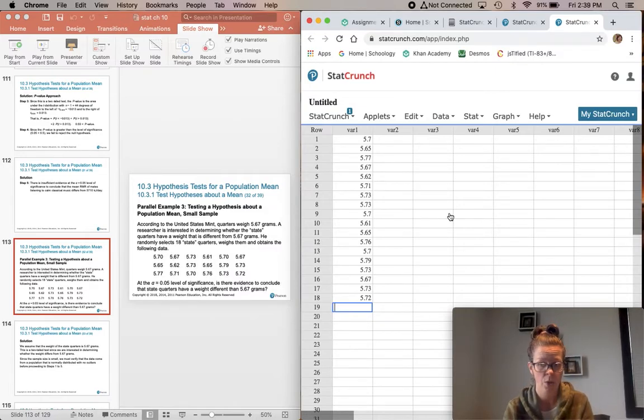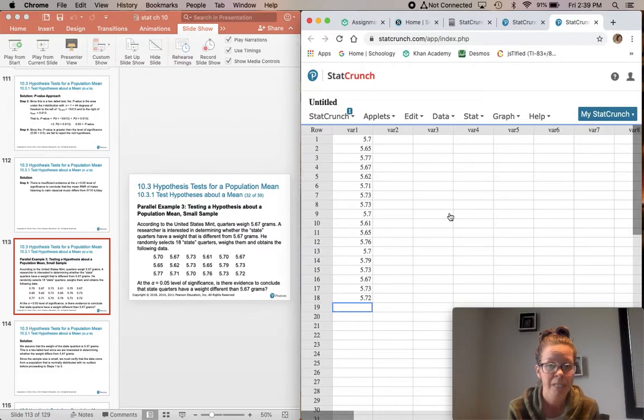So the state quarters, they all have different designs on them. Presumably, one of them that has a little bit extra in its design could weigh a little bit more, or weigh a little bit less, right? Because maybe it doesn't have quite as much. So the researcher is wondering, is the weight different? That's the question. Is the weight different than the standard quarter?